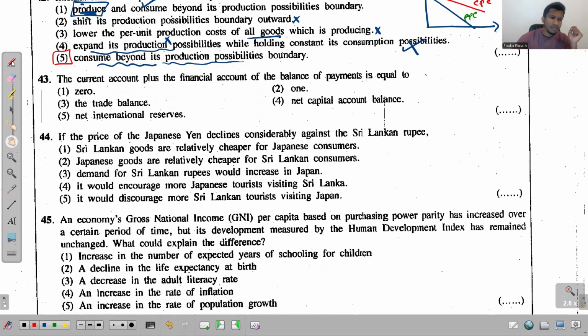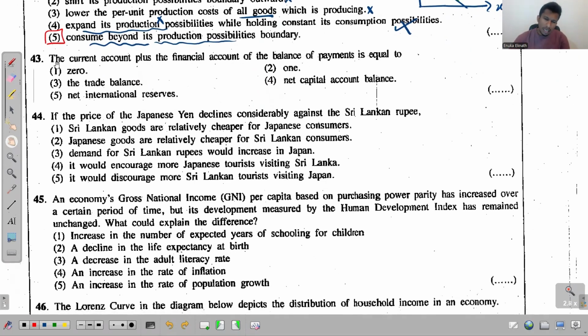43. It says the current account plus the financial account of the balance of payment is equal to. Okay, so this is very simple. If you know the equations lesson in mathematics, you can just find the answer for this one, according to this BPM6 format.